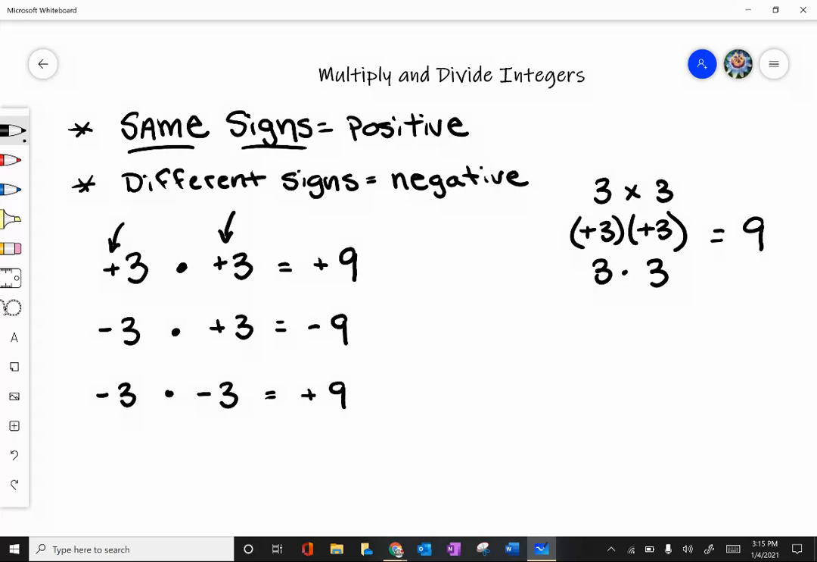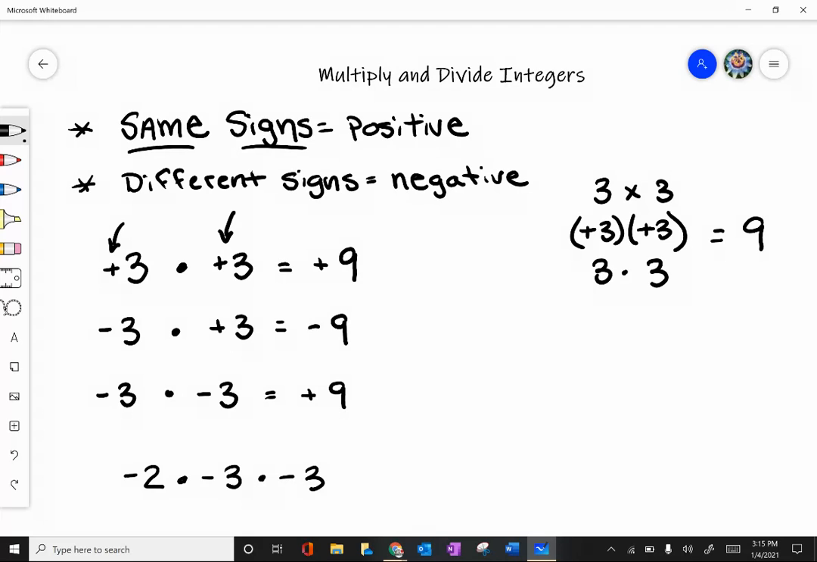So if one of your factors is negative, the answer will be negative. If both are negative, then the answer is positive. What happens if there were 3 negatives? If we were going to do negative 2 times negative 3 times negative 3.